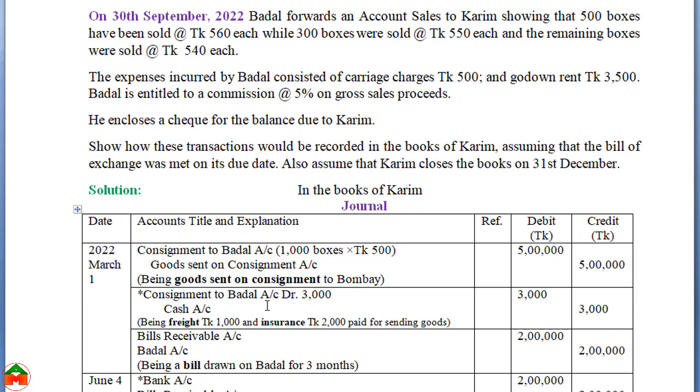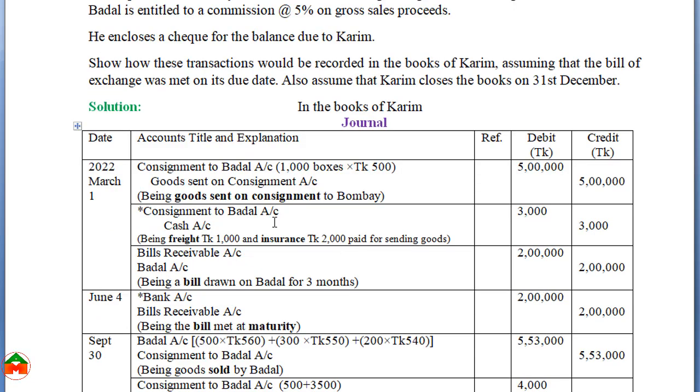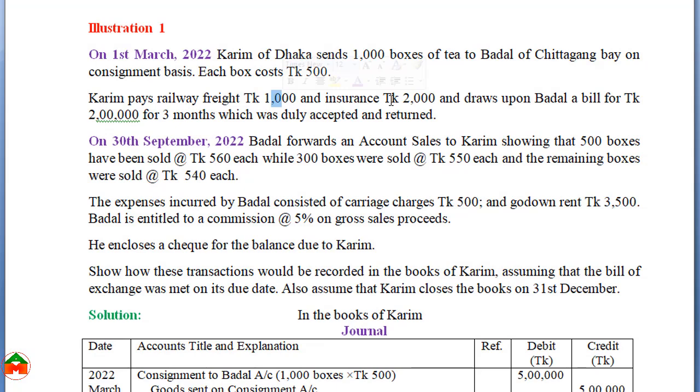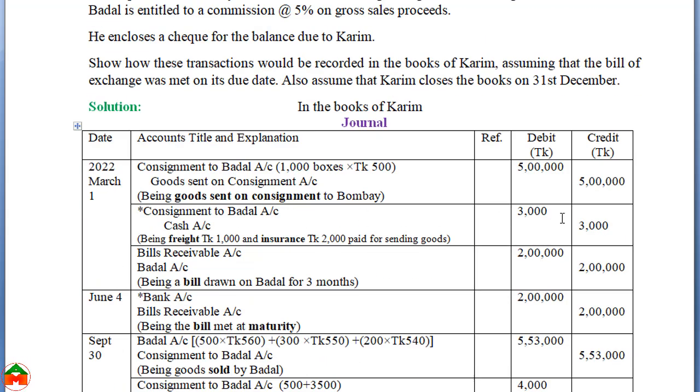In the journal we can see consignment to Badal account debit 3000, and cash account, since cash is paid for this: 1000 and 2000, total 3000, so cash is credit.